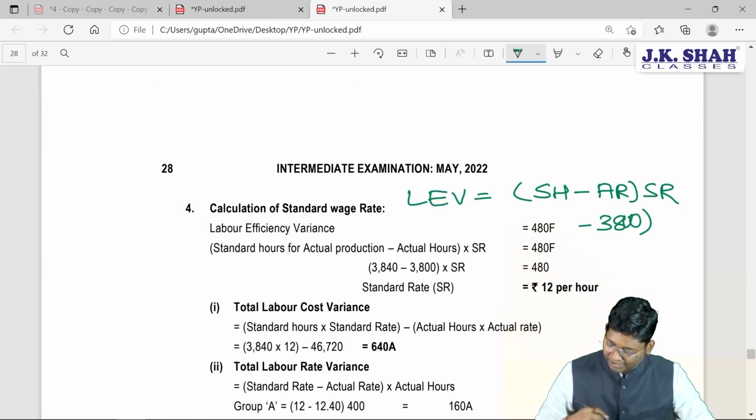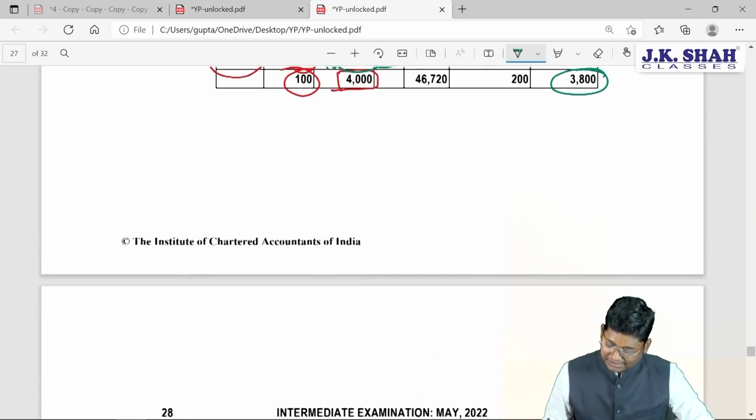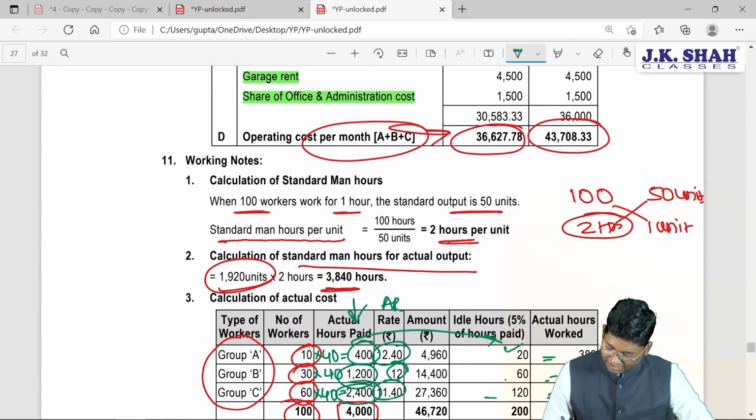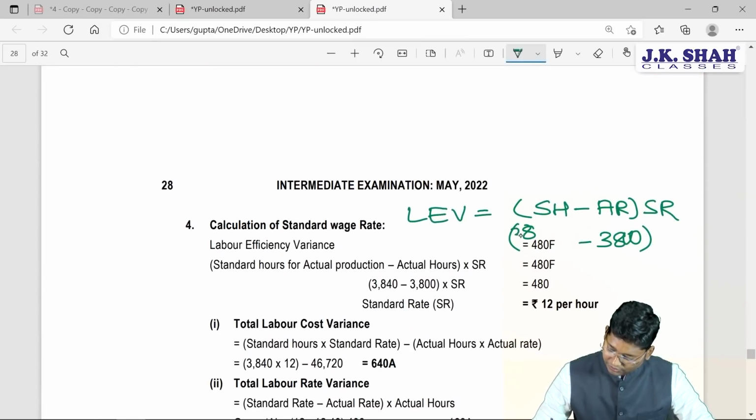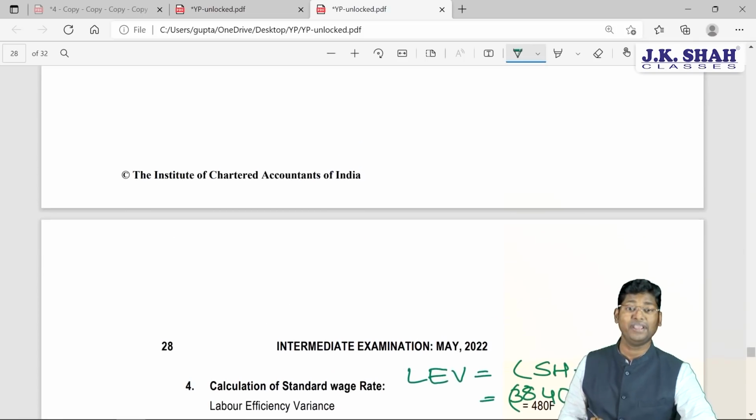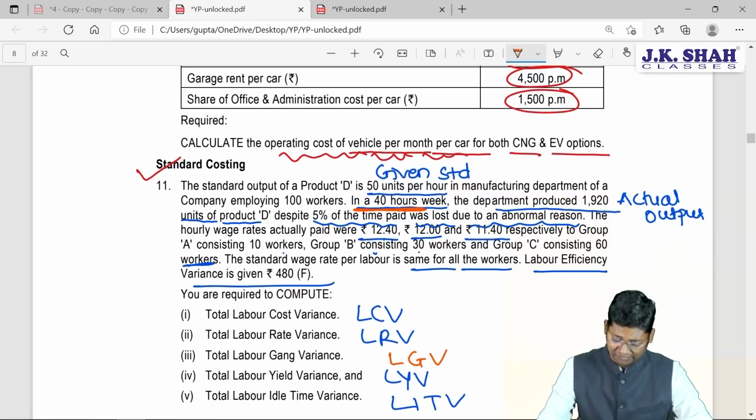Net hours they have taken for the purpose of computation. You should compare them with the standard hours, and standard comparable hours we have already calculated. They are 3840 hours. You should substitute here 3840, and you should multiply them with the standard rate. Sir, standard rate is not given. That's what we need to compute, because labor efficiency variance answer is given in the question.